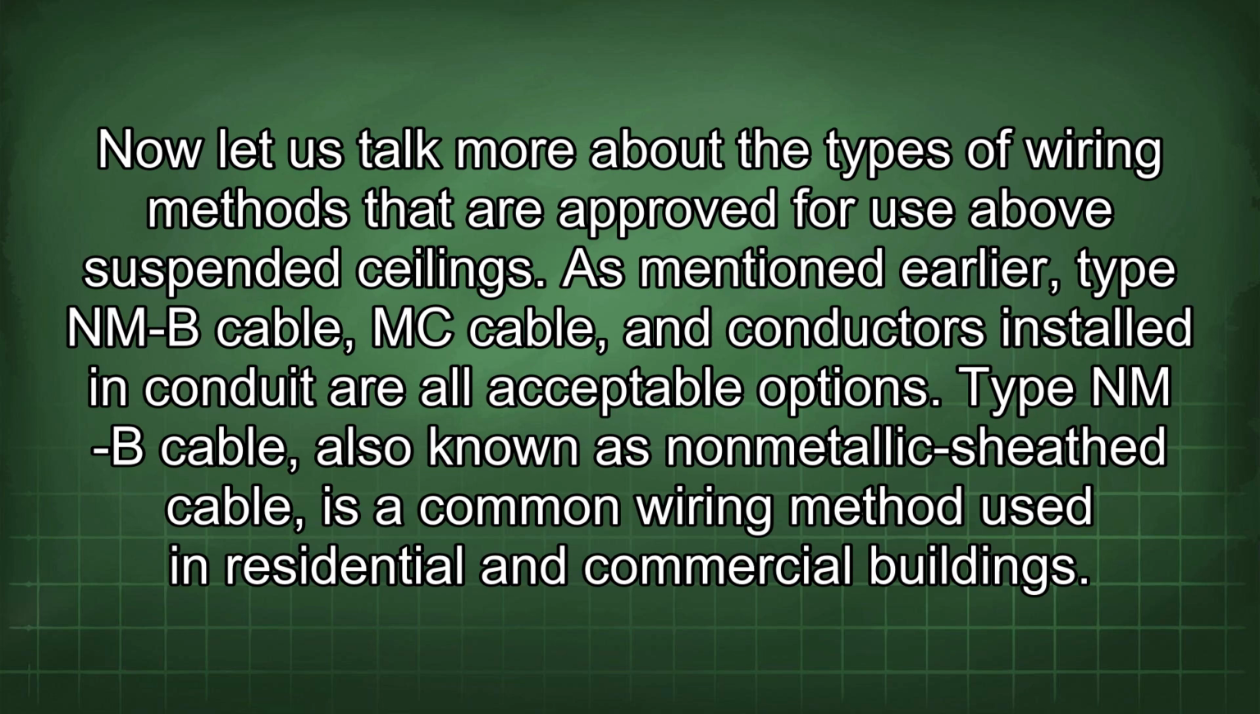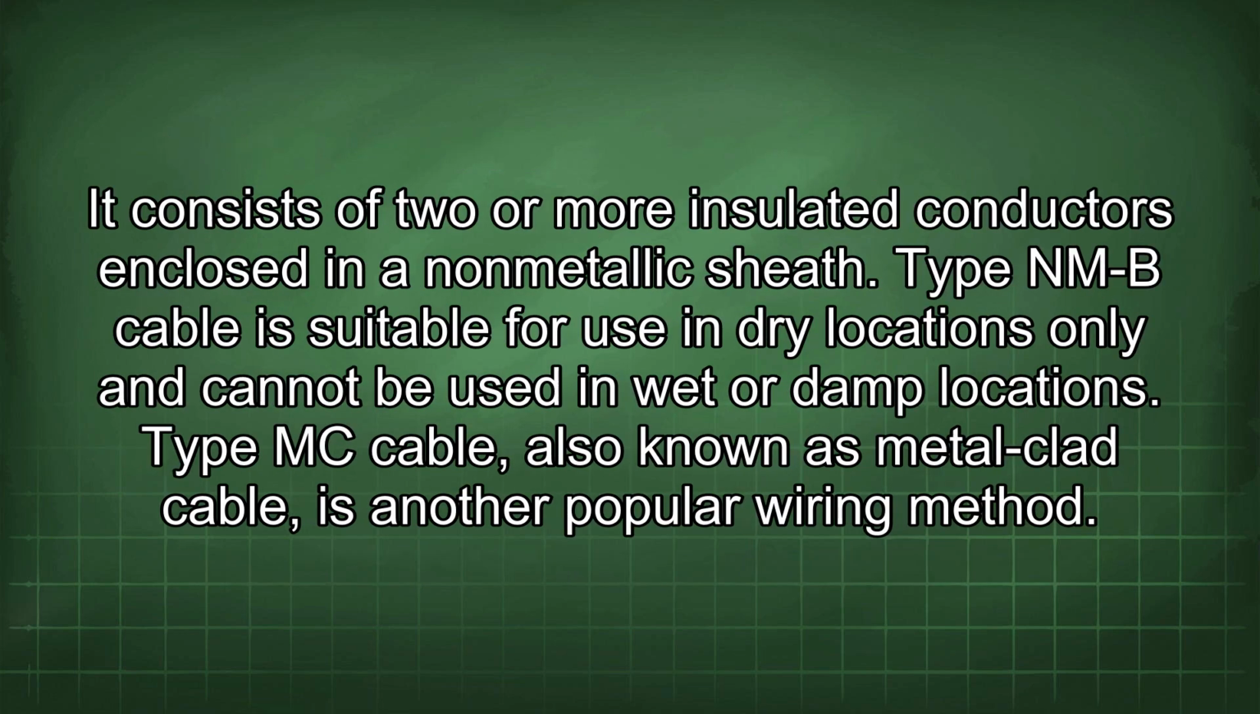Now let us talk more about the types of wiring methods that are approved for use above suspended ceilings. As mentioned earlier, Type NM-B cable, MC cable, and conductors installed in conduit are all acceptable options. Type NM-B cable, also known as non-metallic sheathed cable, is a common wiring method used in residential and commercial buildings. It consists of two or more insulated conductors enclosed in a non-metallic sheath. Type NM-B cable is suitable for use in dry locations only and cannot be used in wet or damp locations.